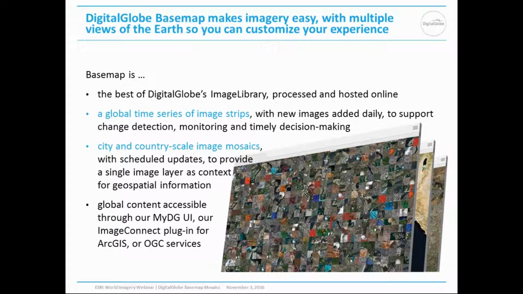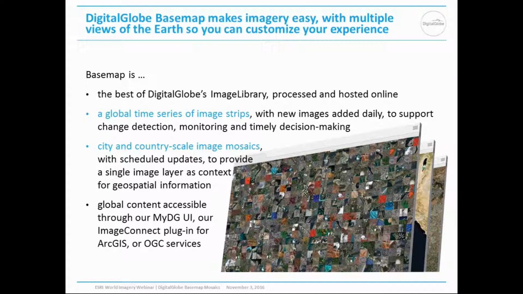to your geospatial information, our Basemap plus Metro and Basemap plus Vivid products offer city and country scale image mosaics with scheduled updates. The content available in Basemap includes over 1.5 billion square kilometers of image strips and mosaics across the globe, accessible with our MyDG user interface, OGC services, or our Image Connect plugin for Esri's ArcGIS software.